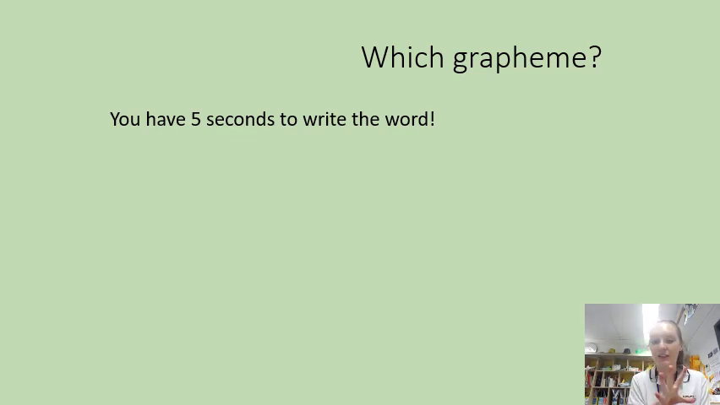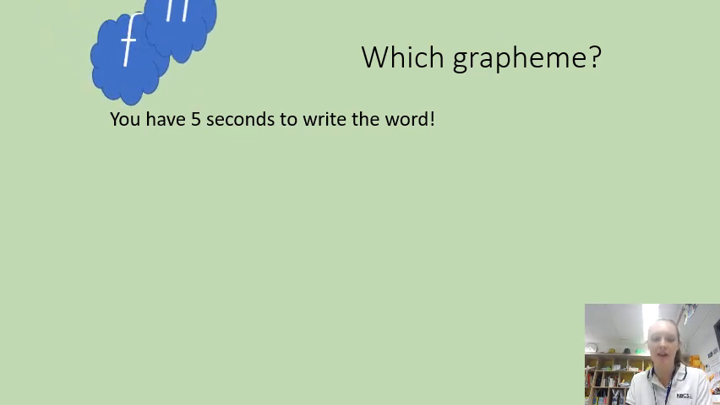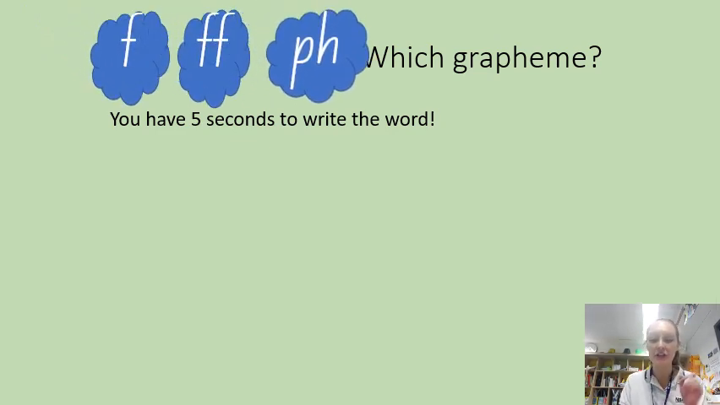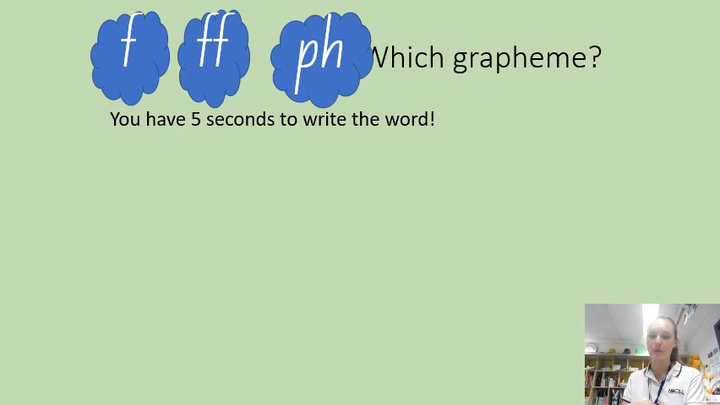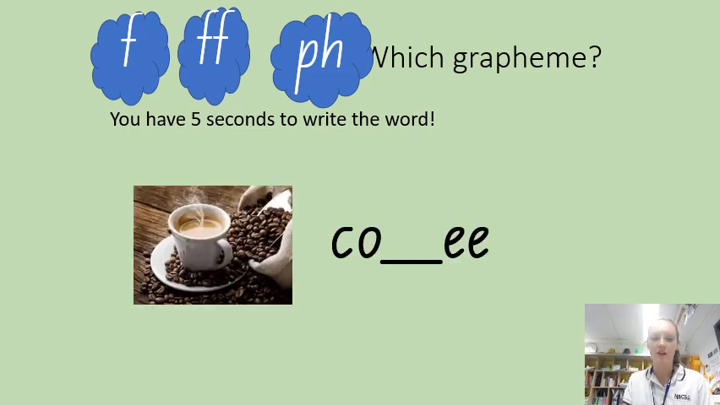Okay, so there's going to be a picture that pops up, and a word that has the missing grapheme. You have 5 seconds to write the word out, okay? So remember our 3 graphemes are F, FF, and PH, and you need to choose the correct grapheme to make this word make sense. So what is this picture? So this is a picture of coffee, okay? Can you please fill in the correct grapheme for coffee? So you have 5, 4, 3, 2, 1, and 0.